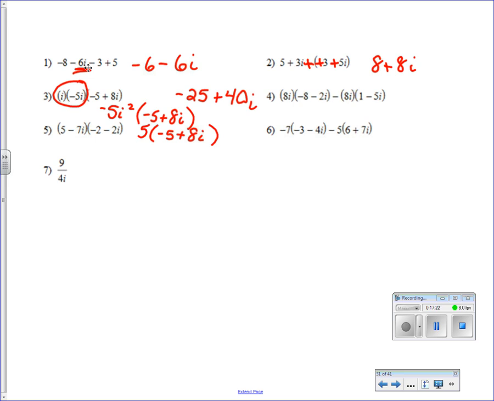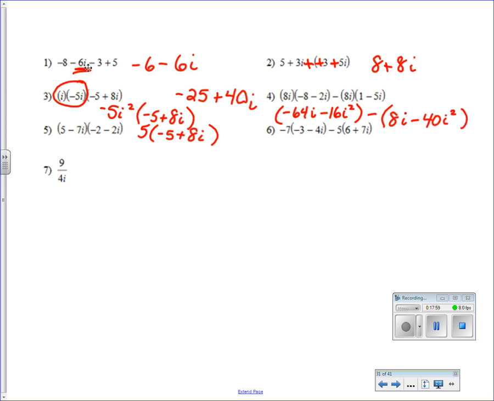Okay, this one's kind of cute. You just have to multiply it out and then worry about the subtraction. So we're going to have 8i times negative 8, so that's negative 64i. This is like the distributive property. We do this in algebra. So 8i times negative 2i would make negative 16i squared, minus, now I have to multiply the other stuff out, 8i times 1, which is 8i, and then 8i times minus that 5i, which would be negative 40i squared.